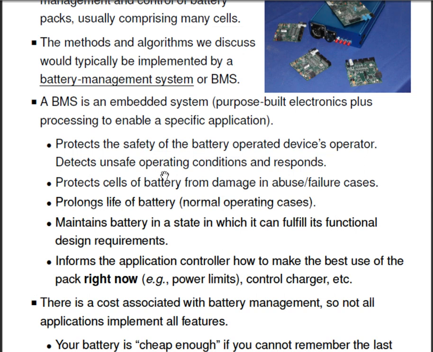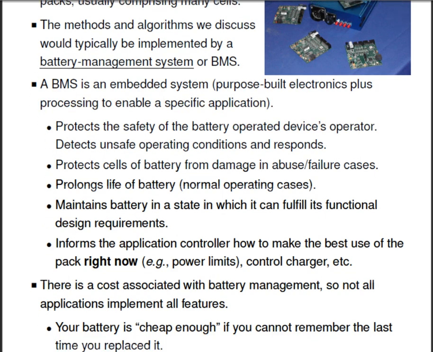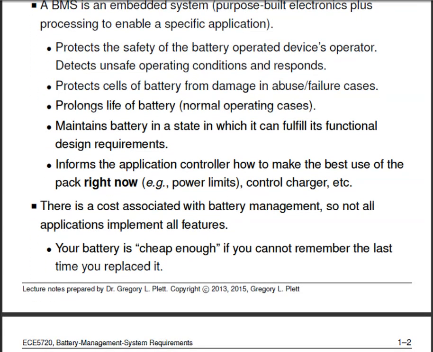So this BMS detects unsafe operating conditions and responds. That means if somebody is trying to extract too much power from the battery, that is an unsafe condition. We should never push the battery to the extreme, neither while charging nor while discharging. All those normal operations are ensured by the BMS. BMS protects the cells of the battery from damage in abuse or failure cases. BMS ensures a longer life of the battery under normal operating conditions.